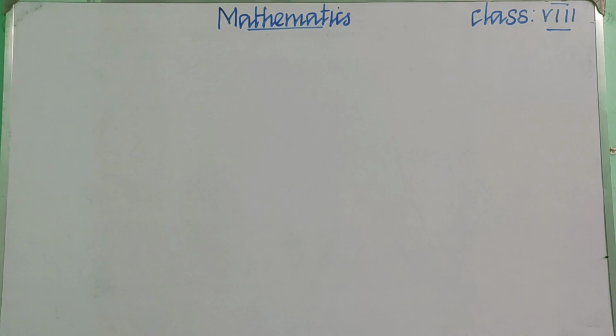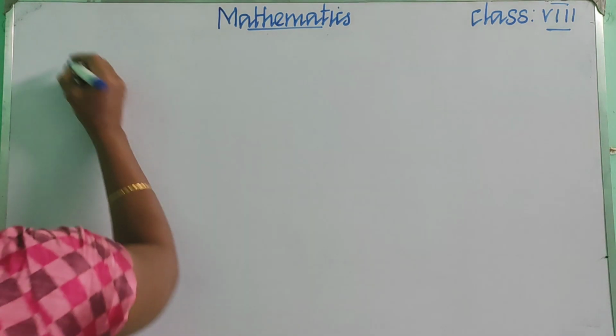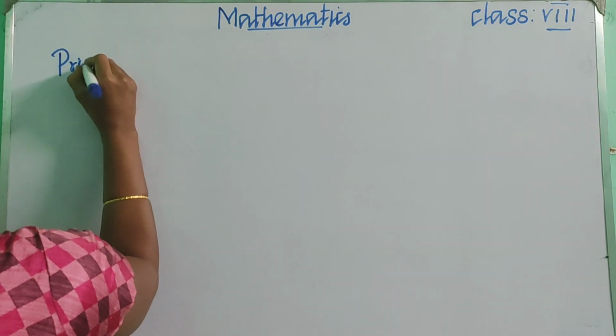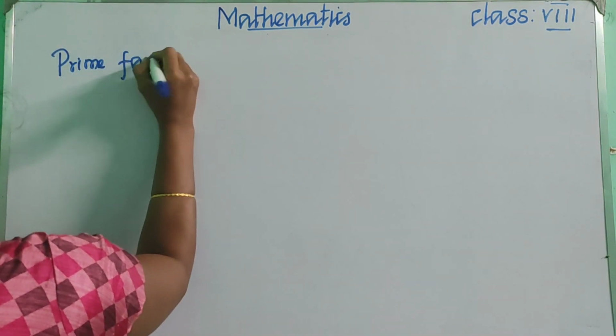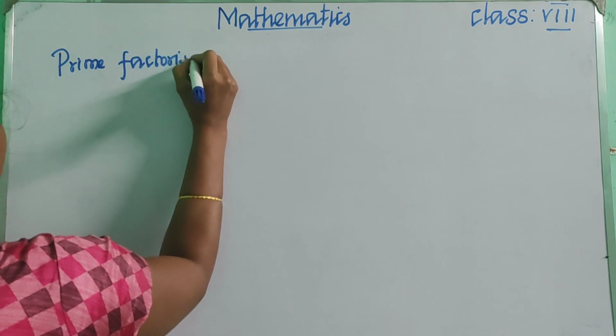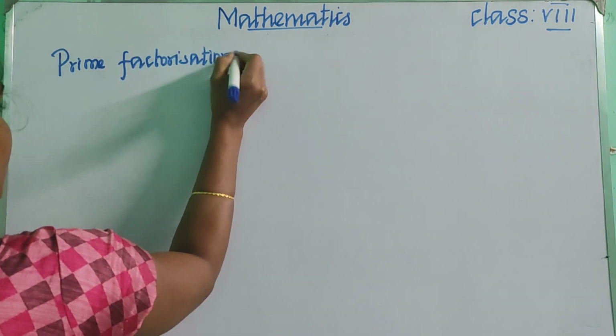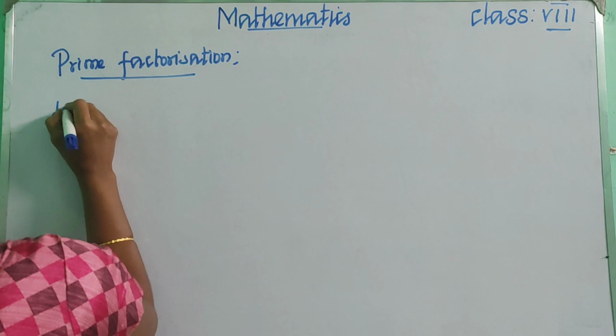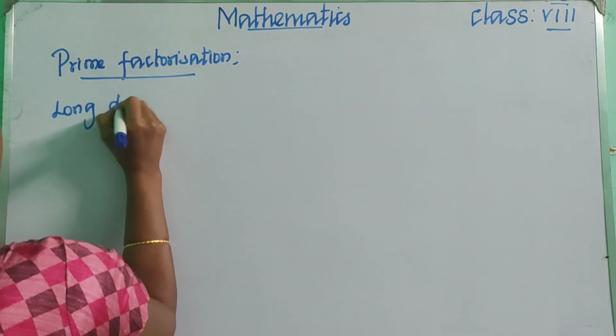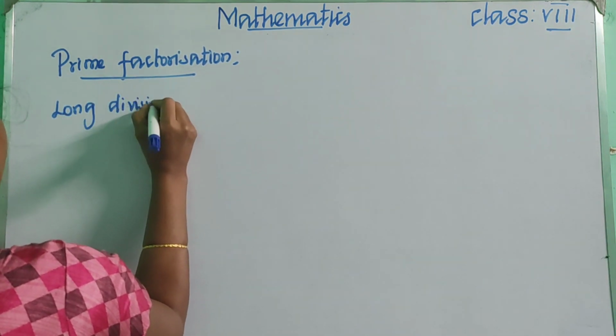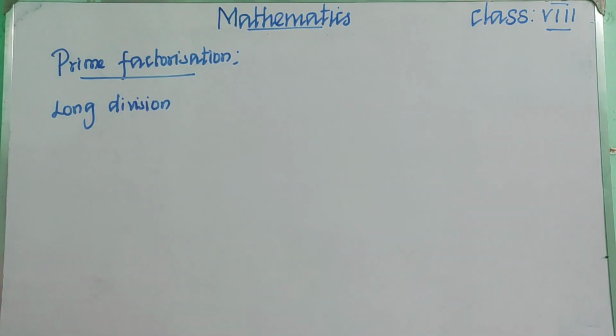So children, what did we learn in the previous class? We learned to find the square root by various methods, right? So what are all the methods we have learned? First is the prime factorization method, and the next is the long division method. Okay children, can you remember these two methods?